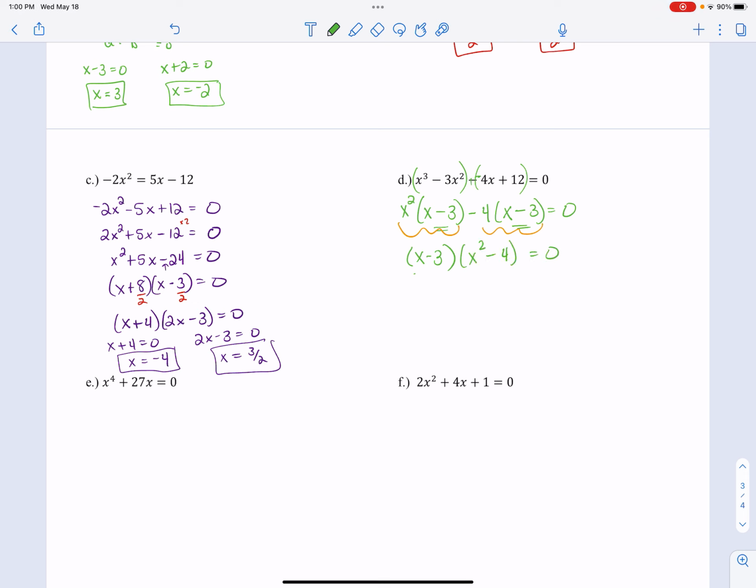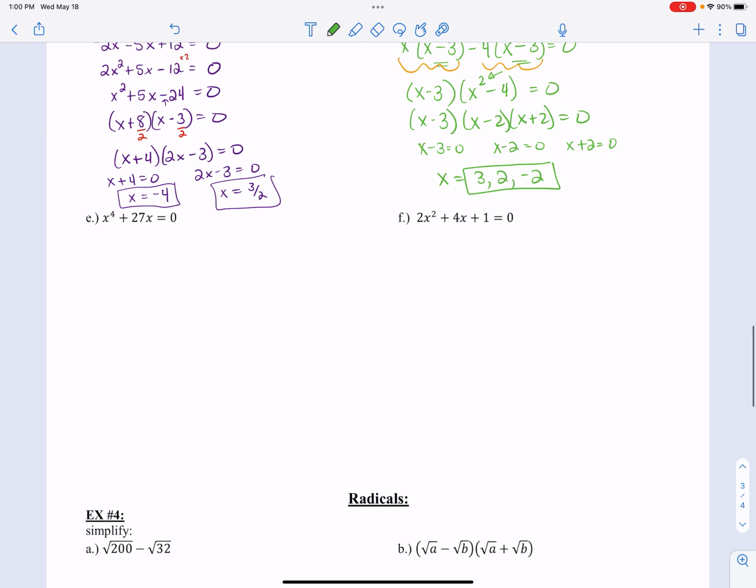Now, x squared minus 4 can be factored a little bit further. That is the difference of squares. So don't forget to do that. When you're done factoring, hopefully you won't have any powers left. You'll have linear factors. And I know that if these 3 things, when I multiply them together, equal 0, then one of them must equal 0. And I get my 3 solutions. 3, 2, and negative 2 all will work as solutions for that problem.